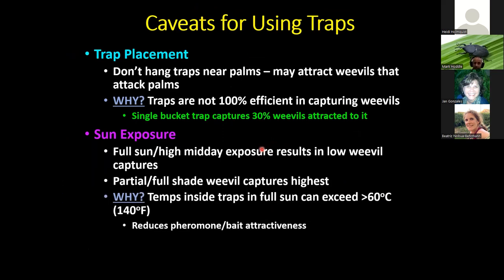Studies have indicated that if the traps are put in full sun, they don't work as well. It's best to have your traps in partial or full shade. We think if the temperatures get too hot in the trap, and we measured some of this, the trap temperatures can exceed 60 degrees Celsius or 140 degrees Fahrenheit if they're sitting in the sun. This probably reduces pheromone and bait attractiveness. The weevil really doesn't care where the trap is. If it smells the pheromone and it smells the fermenting bait, it'll even go into traps that you hide behind a dumpster at a supermarket.